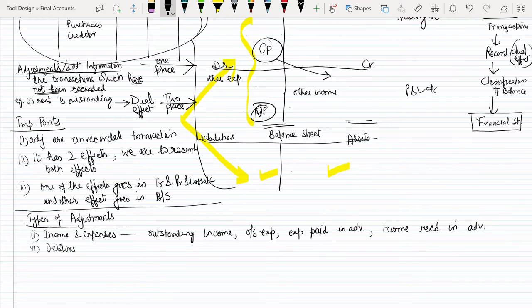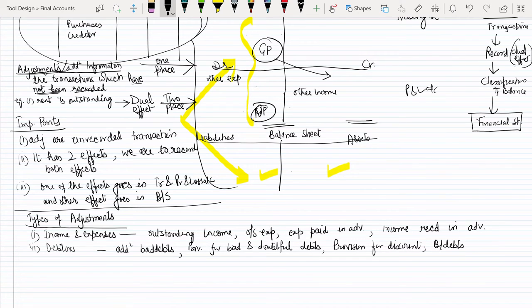Then next is adjustments relating to debtors. In relation to debtors, we have additional bad debts. At some places, I am using abbreviations because I want to save some time. Additional bad debts, we might be having provision for bad and doubtful debts, right? Then you may have provision for discount on debtors. Then you may have bad debts recovered or excessive provisions written back.